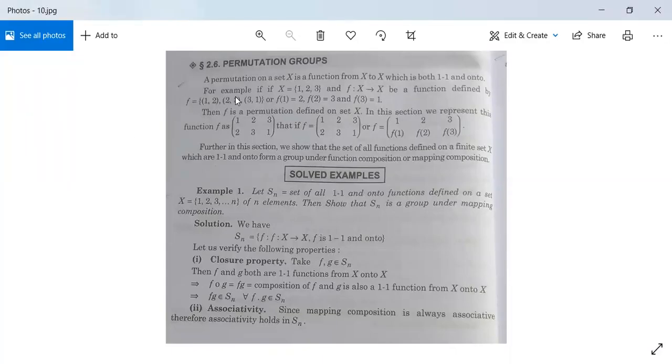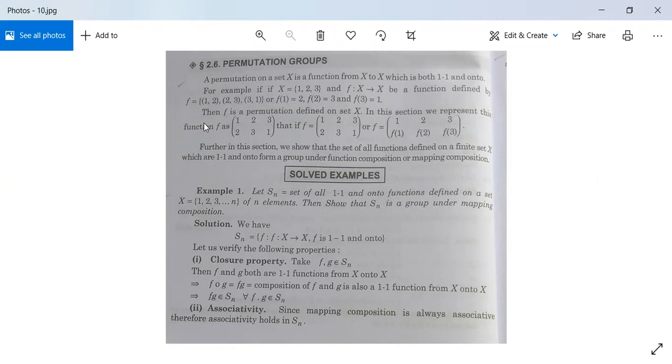देखो, ग्रुप की बात के बाद फिर हम लोग का आता है परम्यूटेशन ग्रुप। A permutation on a set X is a function from X to X which is both 1-1 and onto. For example, if X is equal to {1, 2, 3} and f is a mapping from X to X, the function defined by f is equal to 1→2, 2→3, 3→1. That is, f(1) is 2, f(2) is 3, and f(3) is 1. Then f is a permutation defined on set X.